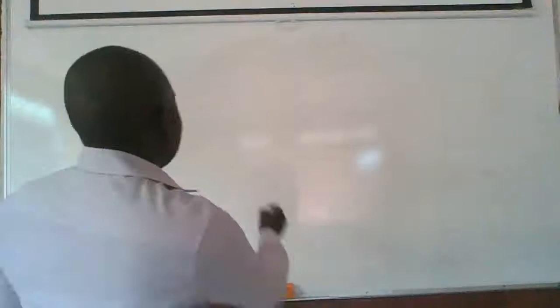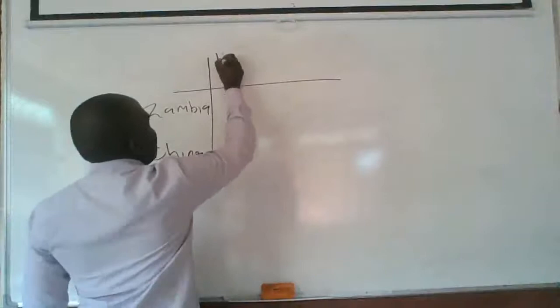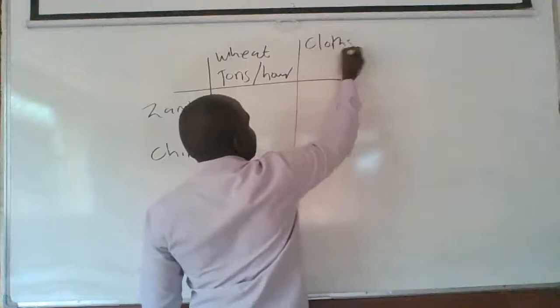Okay, so now let's assume that we are still looking at Zambia and China. This time around, we are going to look at the production of wheat and clothes. So let's have our table. We have Zambia here, and we have China here. And here we have wheat, which we'll measure in tons per hour. And then we have clothes, which we'll measure in tons per hour.